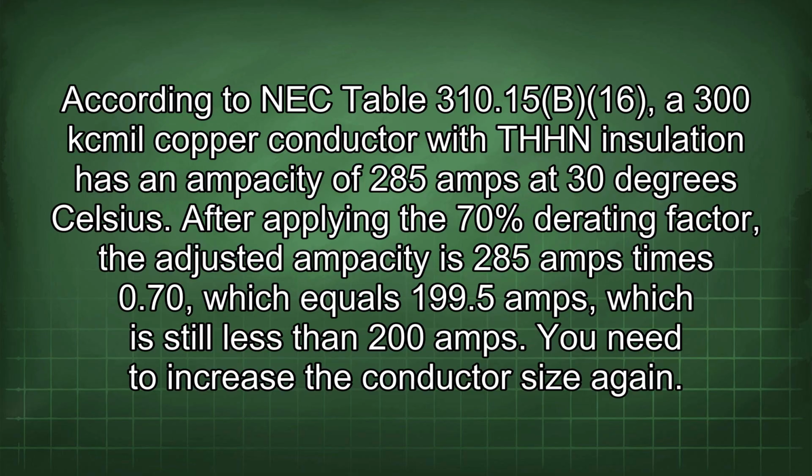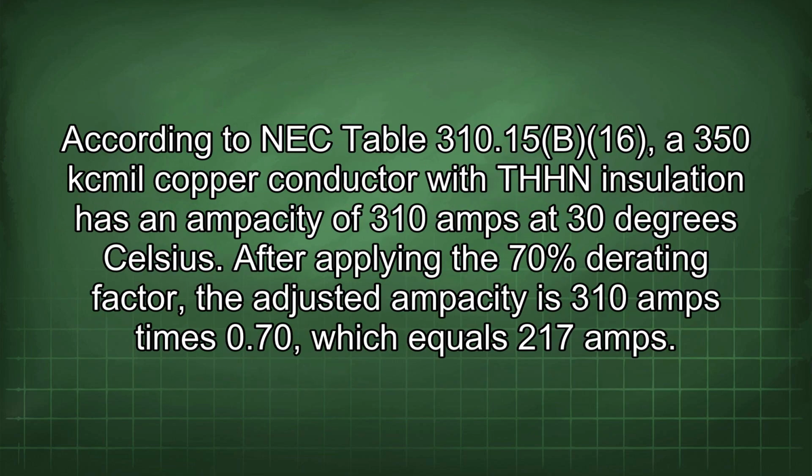According to NEC Table 310.15(B)(16), a 300 kcmil copper conductor with THHN insulation has an ampacity of 285 amps at 30 degrees Celsius. After applying the 70% derating factor, the adjusted ampacity is 285 amps times 0.70, which equals 199.5 amps, which is still less than 200 amps. You need to increase the conductor size again.